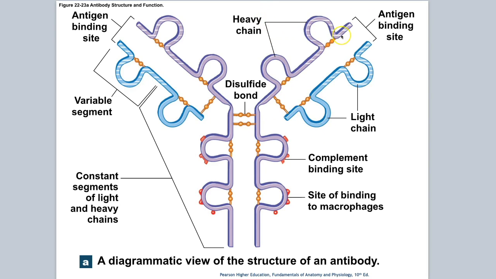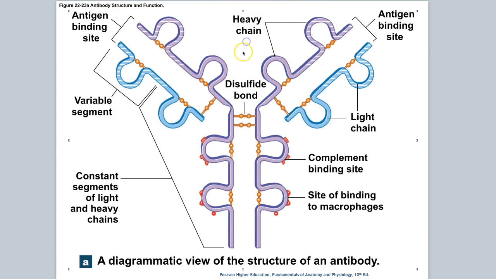Okay, so see how we have this one purple chain right here, and we have another purple chain here kind of next to it, and they form the Y. Okay, so these are 2 polypeptides. We call them heavy chains because they have a very high molecular weight.